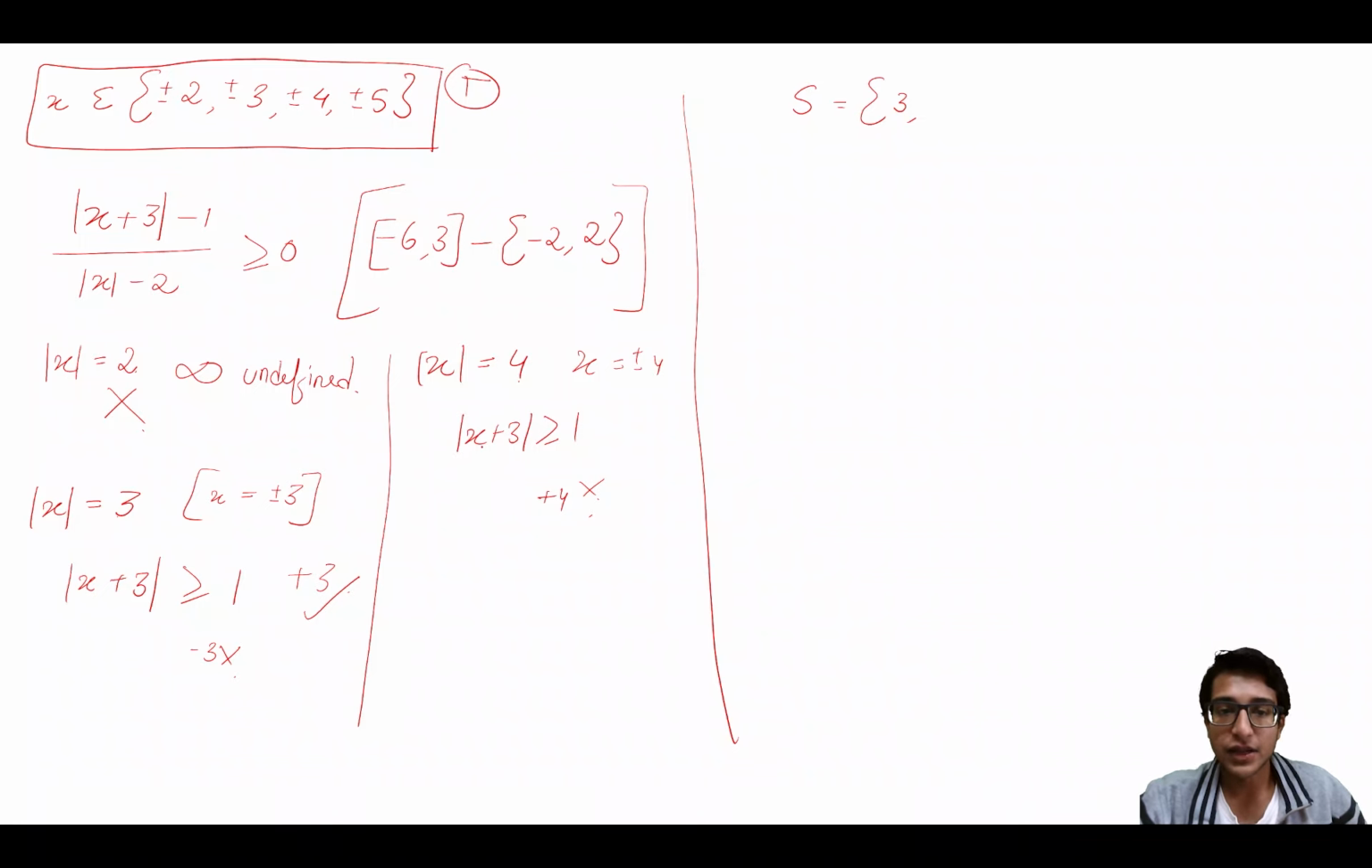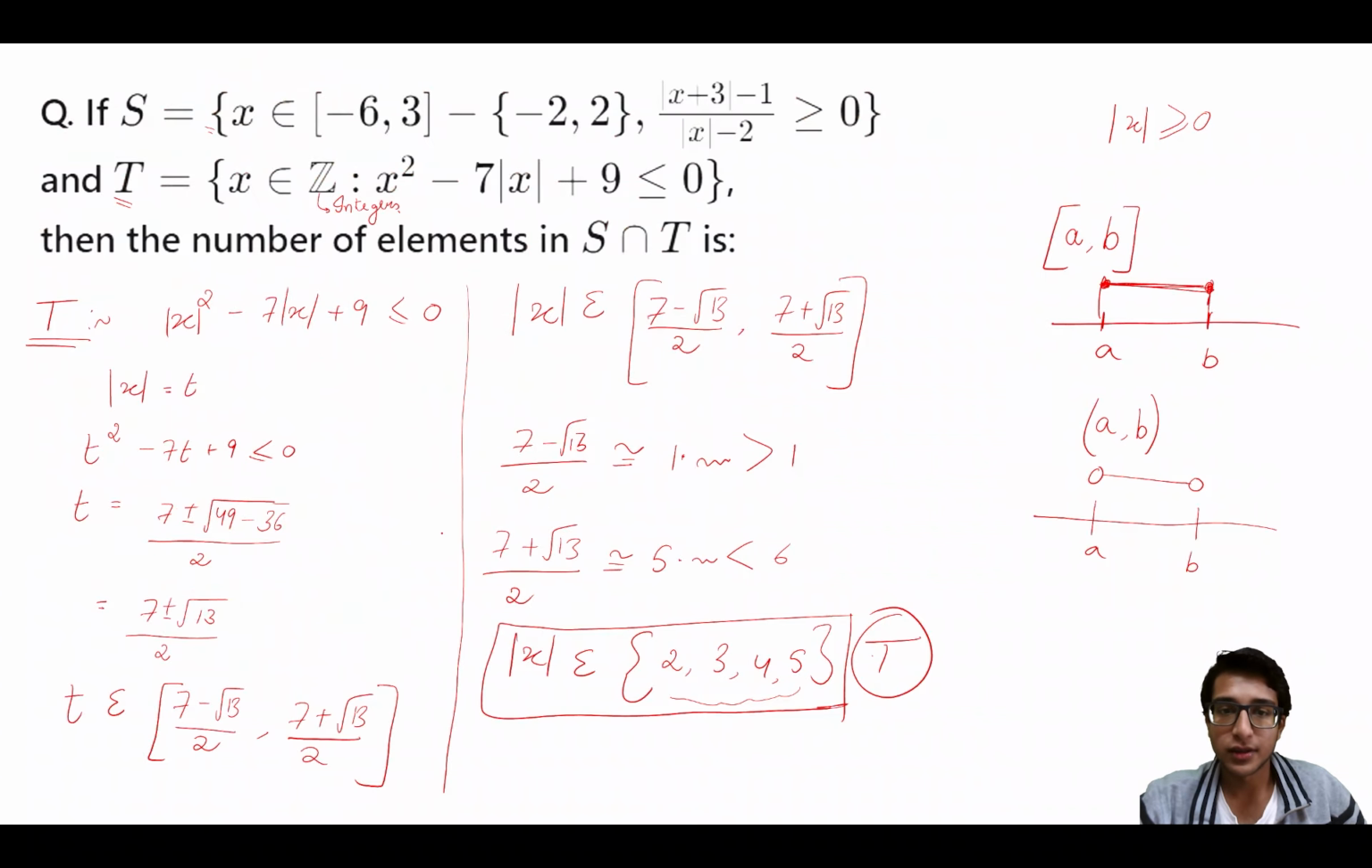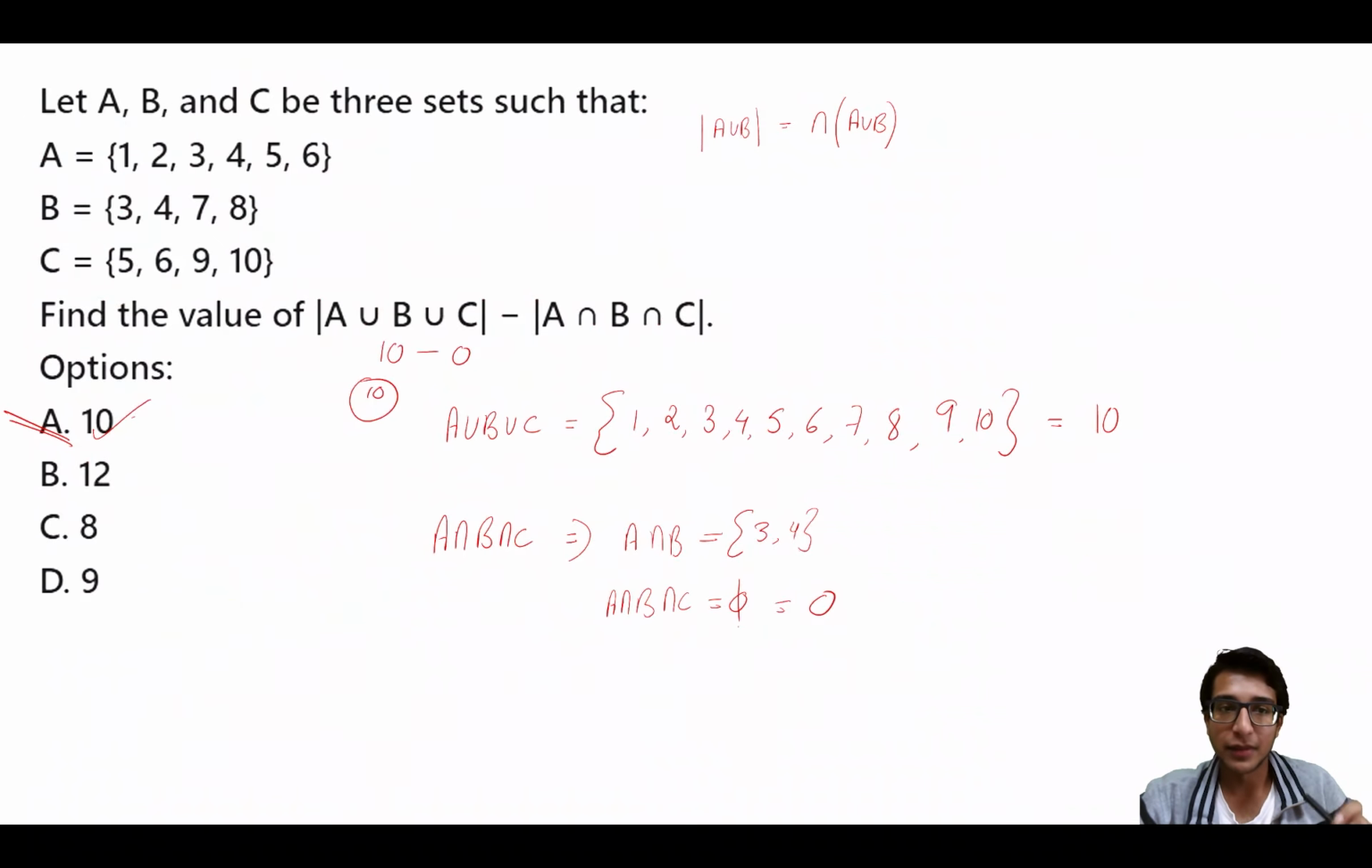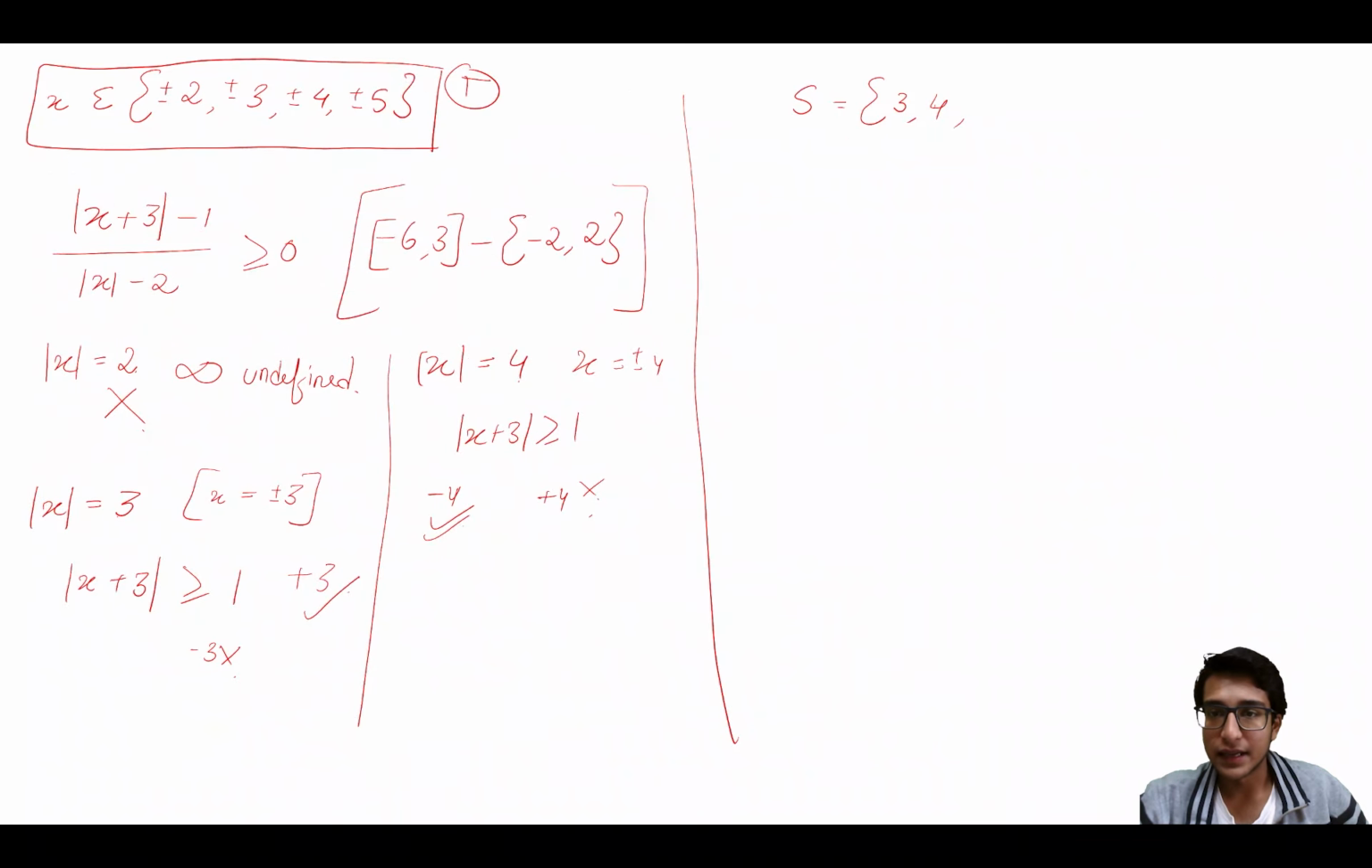Now if I take minus 4 here, if x is minus 4, minus 4 plus 3 would make it minus 1. And since it is under modulus, it would become 1. So minus 4 basically satisfies this equation. And minus 4 lies in my range as well. So another value that becomes common is minus 4, because I'm taking only the common elements.